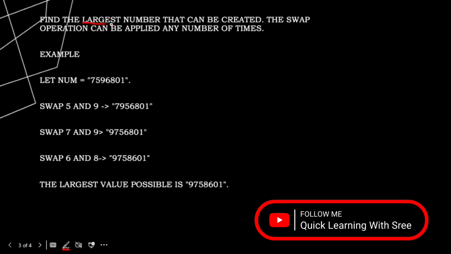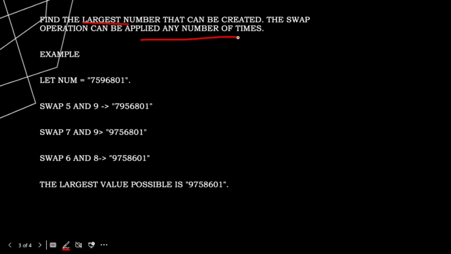So the largest number, this is the first point that you have to note. And the second thing is that you can apply the swap multiple times, any number of times. There is no limitation on swapping. Okay, so now let's see this example: 7 5 9 6 8 0 1.